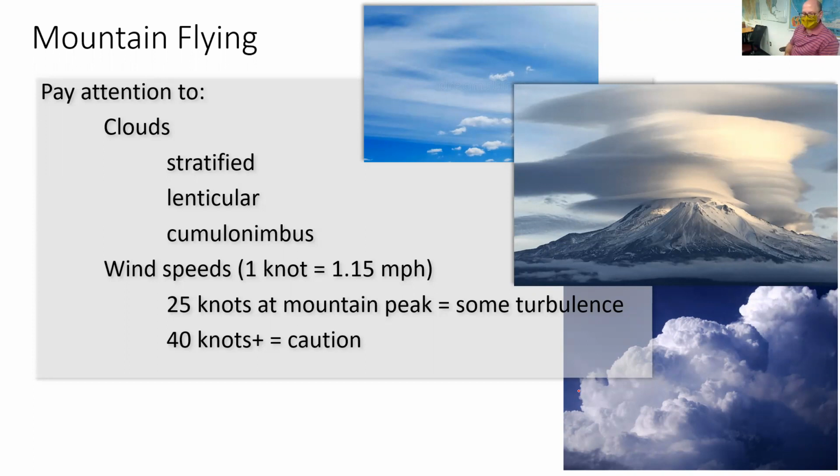Lenticular clouds are not as common, but you see them maybe around mountains. I found an image of lenticular clouds around a mountaintop, and that's very unstable air. So you don't want to fly around that. And then you have your cumulonimbus clouds, which are basically rain clouds, and again, can cause very unstable air.